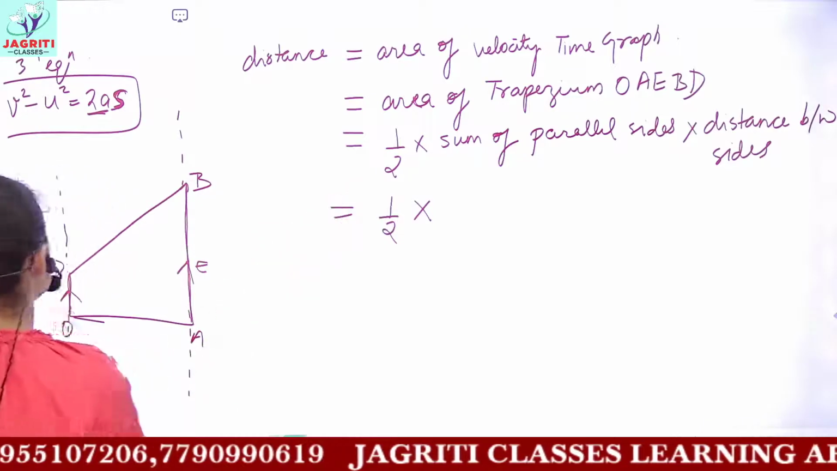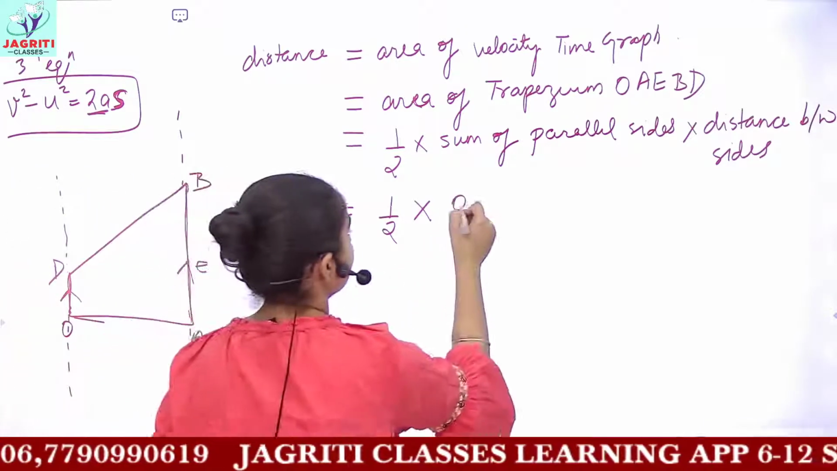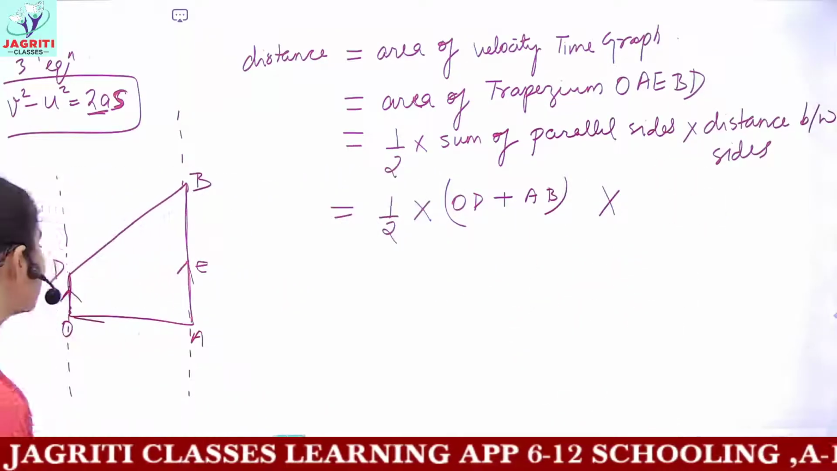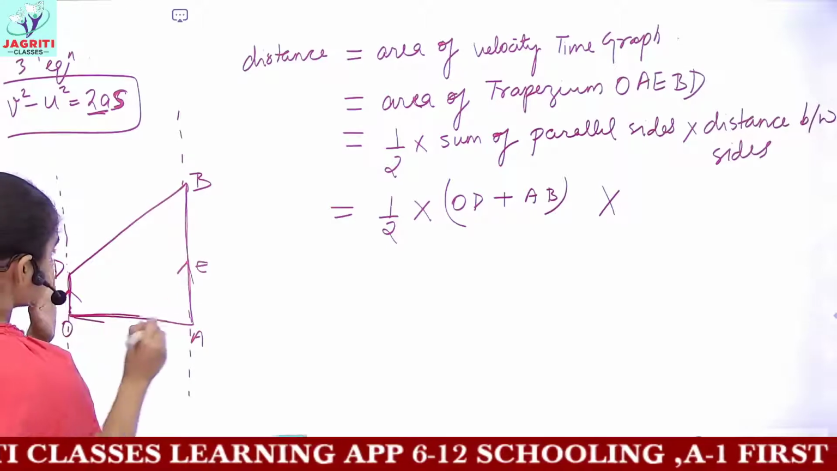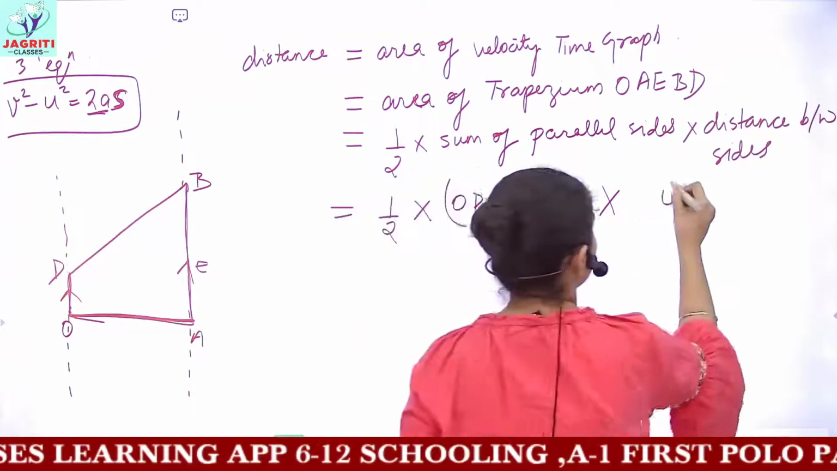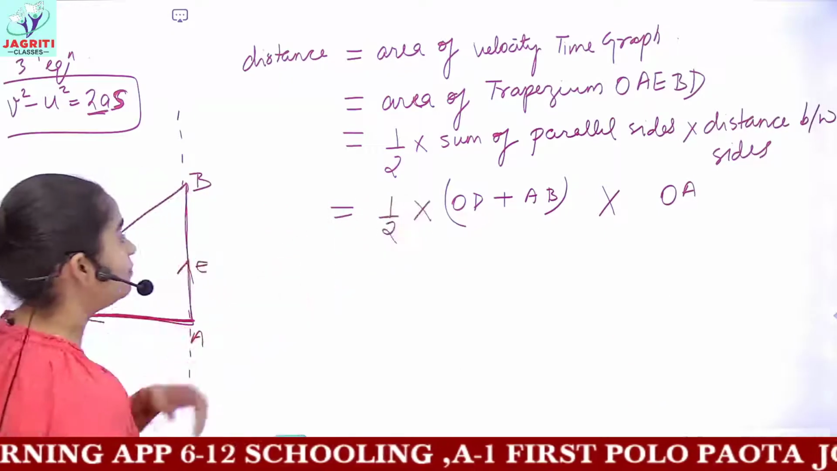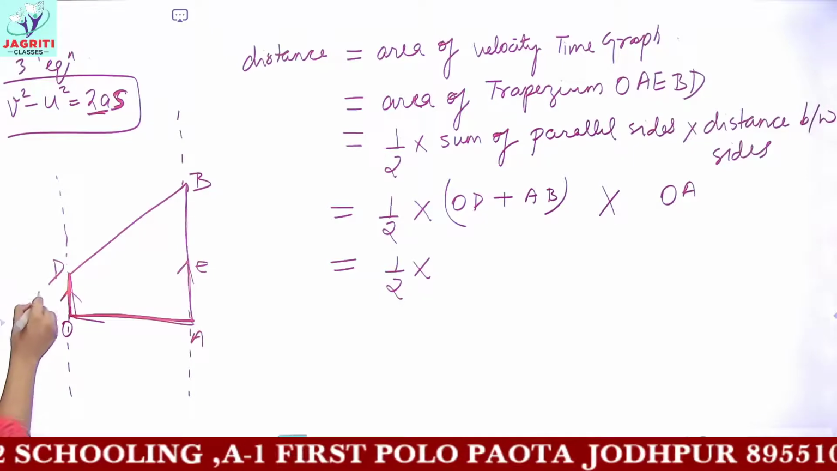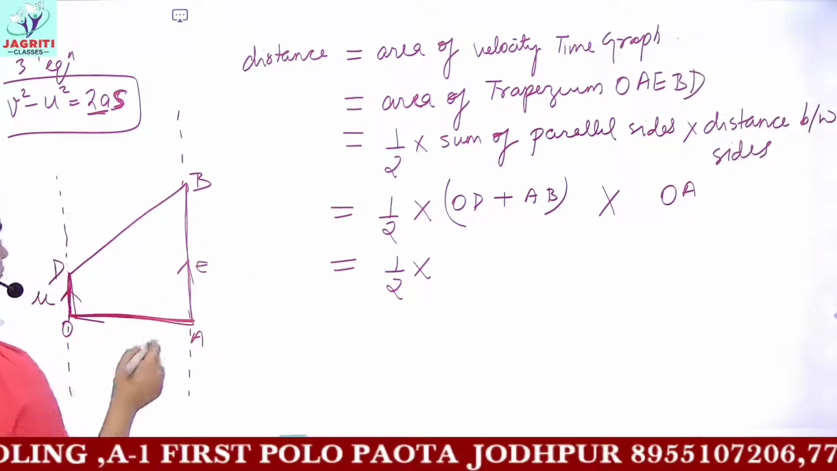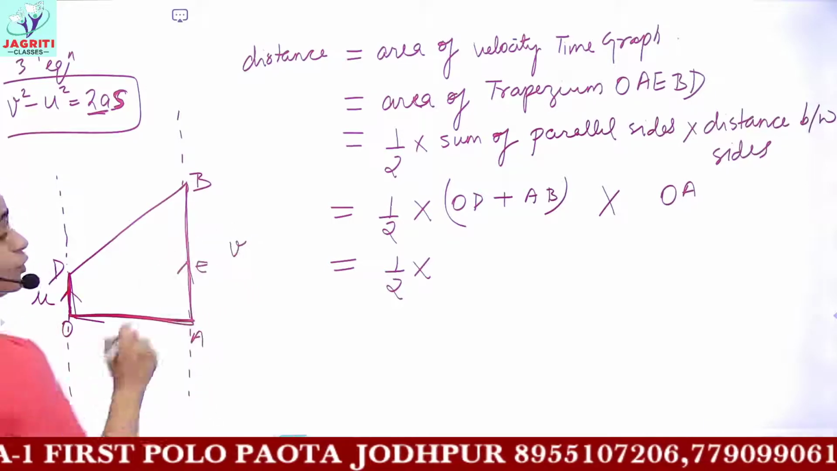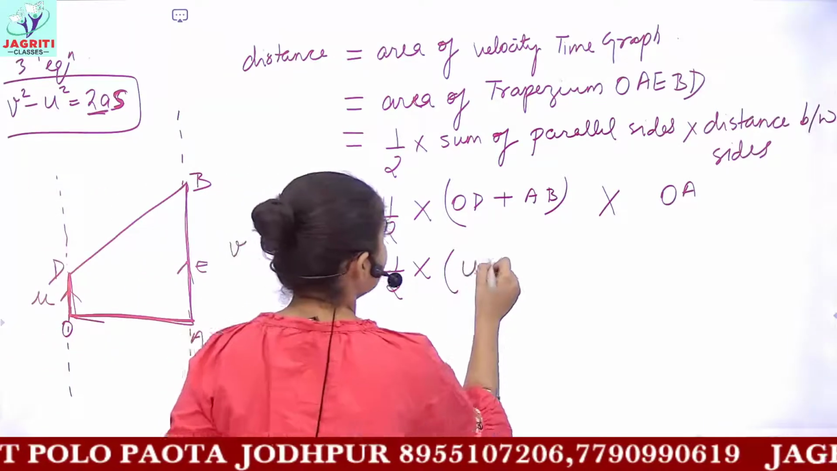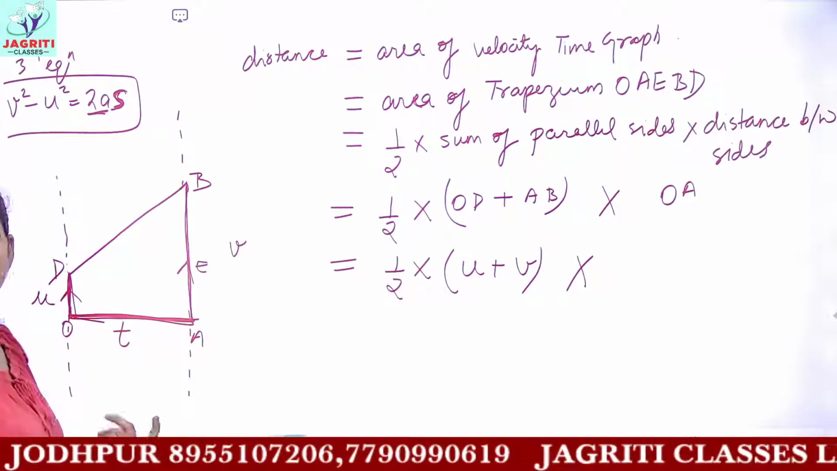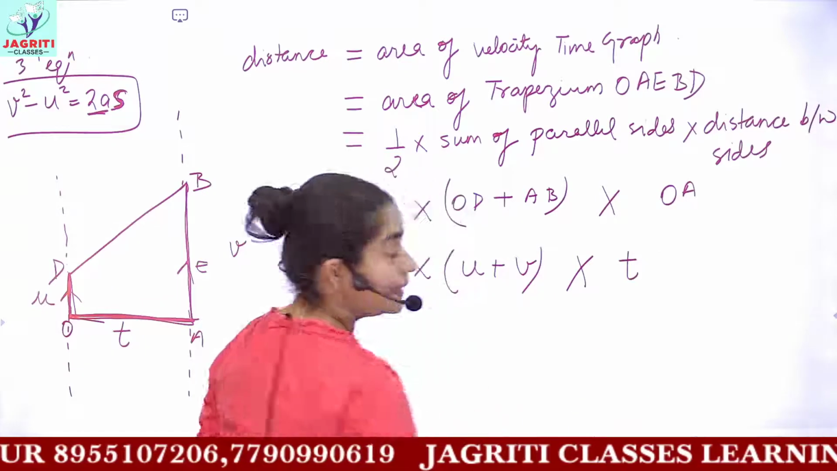So the sum of parallel sides would be OD plus AB. And then you have to find the distance between these sides. The distance between these sides is OA. Now I'm writing the values, half into OD. If you remember the graph, this is U. Then the value of AB here represents the value of V. So you get U plus V multiplied by OA. OA signifies the time interval T, so in place of OA, we are writing T.